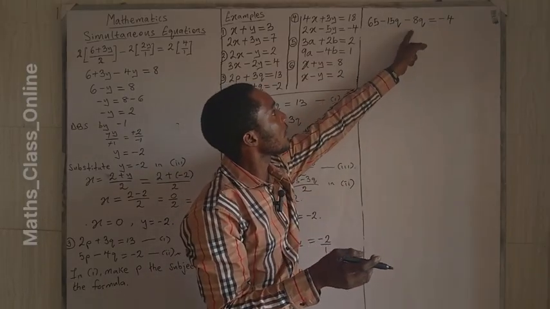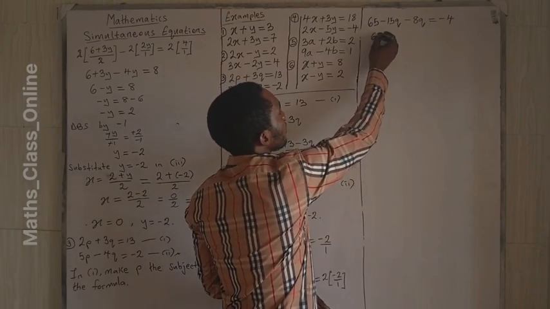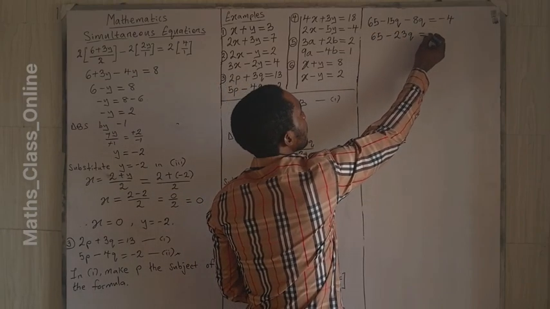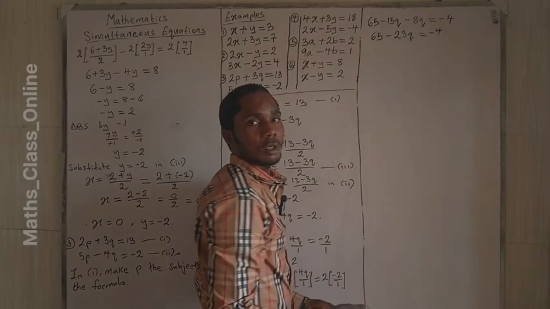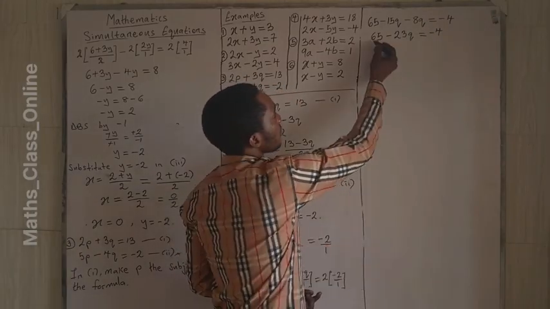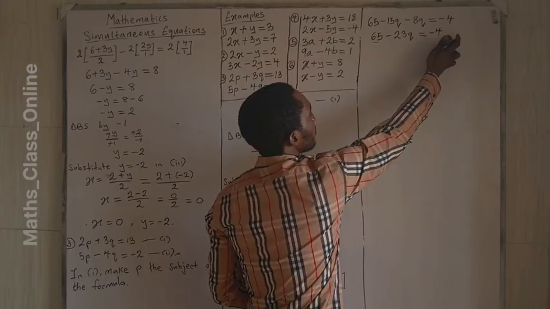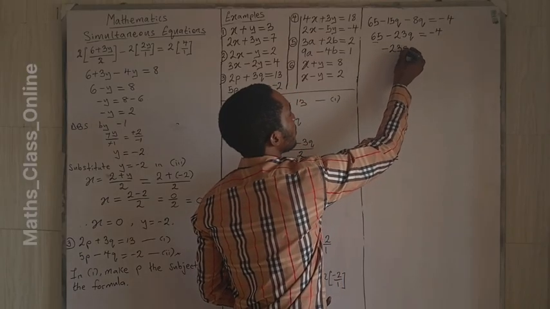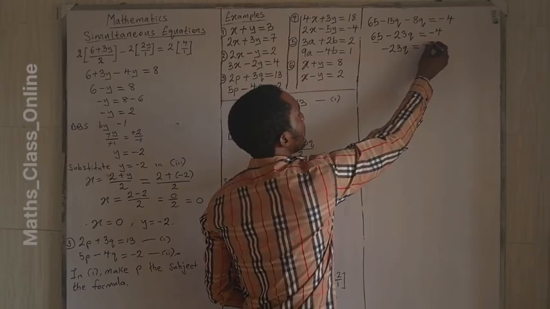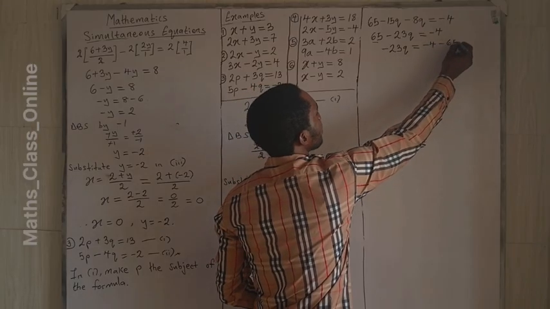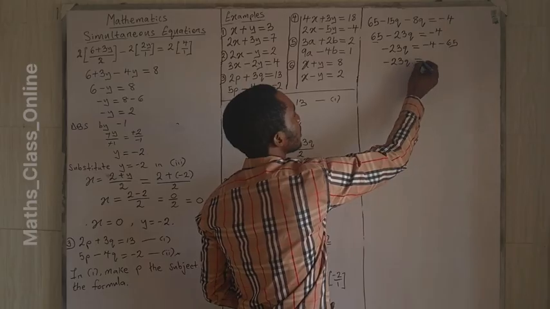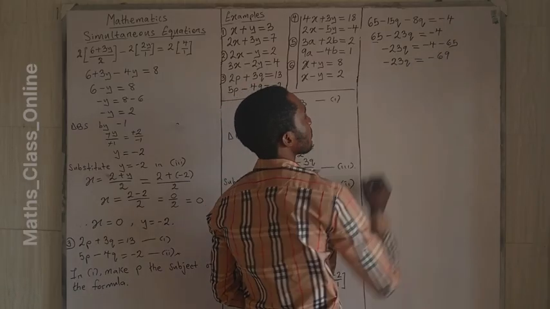First of all, add these together. We have 65 minus 23q is equal to minus 4. Collect the like terms. 65 will be moved to the other side of the equation. So we have minus 23q is equal to minus 4 minus 65. Minus 23q is equal to minus 69.